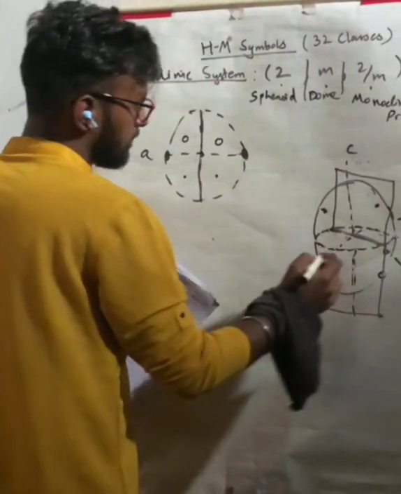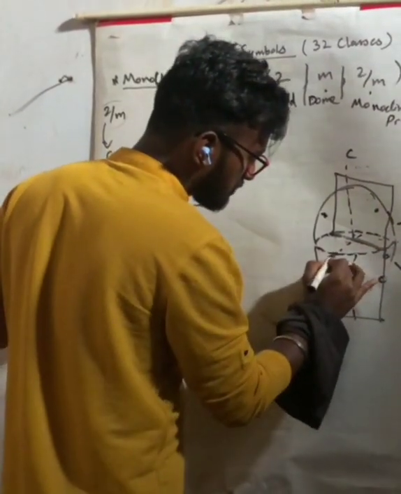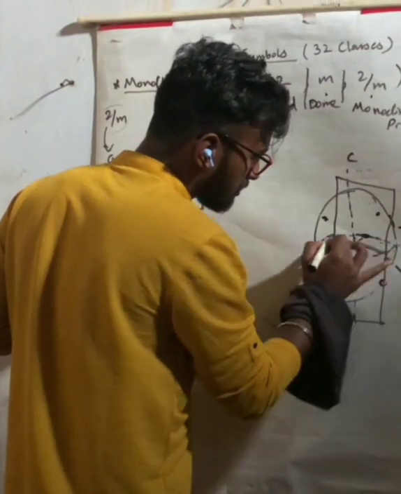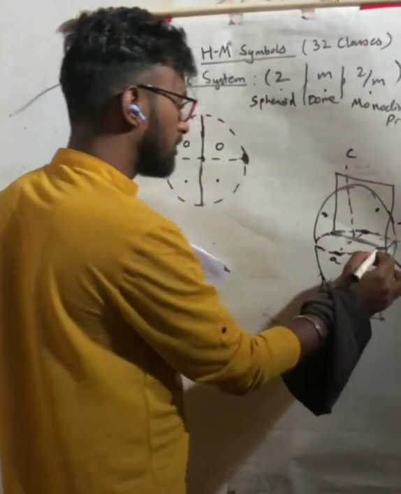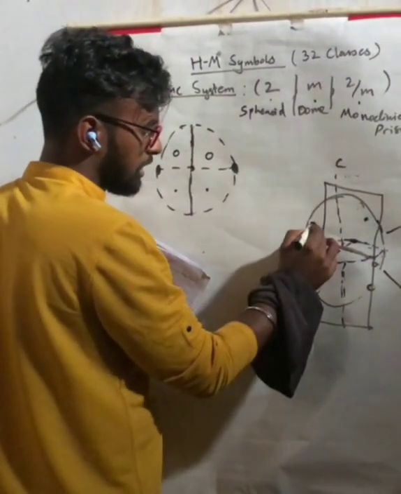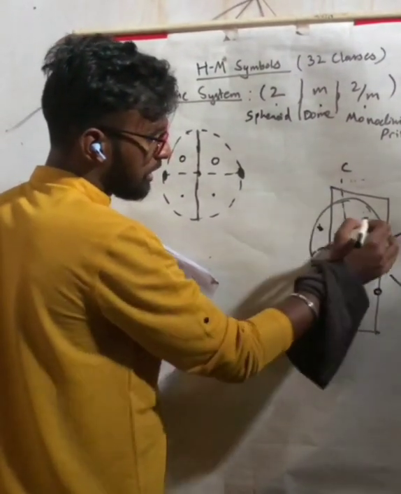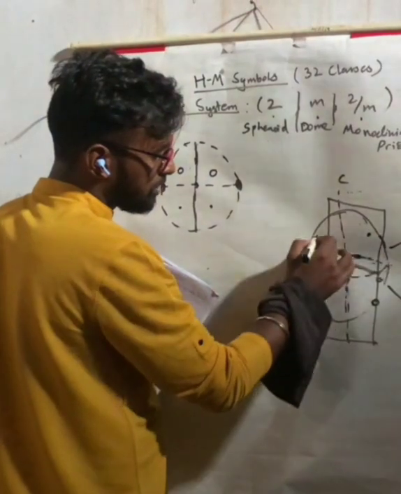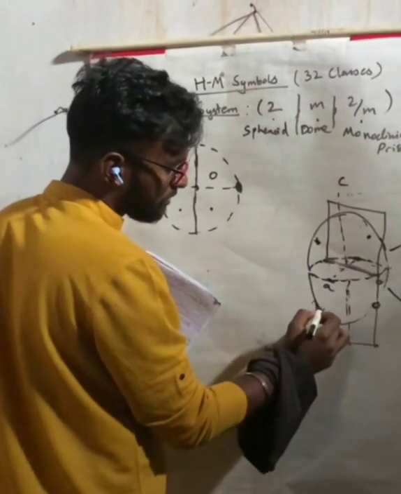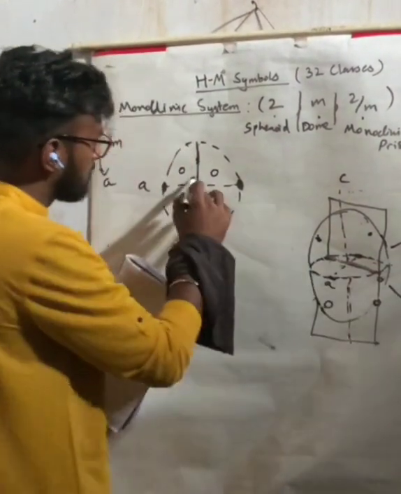If you see here, this is the A axis, this is the twofold one, and this is the B axis, that is a mirror plane. So this element will have its twofold operation here, and this will have a mirror projection here. Also it will have a twofold operation here. So this is the final figure.